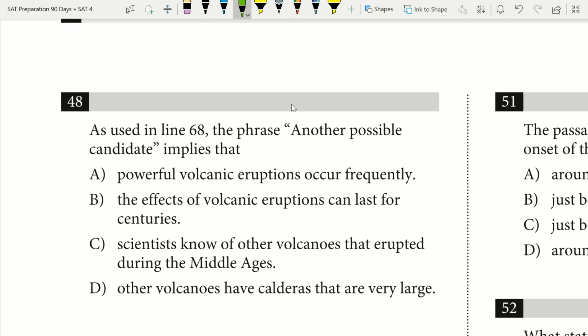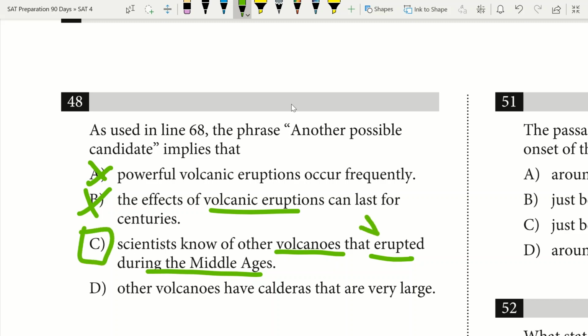We have A, powerful volcanic eruptions occur frequently. No, that's not really the main point. The main point is that we know that there are other options for what caused this. We have B, the effects of volcanic eruptions can last for centuries, also incorrect. C, scientists know of other volcanoes that erupted during the Middle Ages. Yes, those other volcanoes erupting during the Middle Ages, like we talked about as that other possible candidate, show that there's some other volcano that could have caused this Little Ice Age. So it's showing that there are others that erupted during those Middle Ages. D, other volcanoes have calderas that are very large. No, that would be if you were to focus too narrowly on the calderas part of this passage.